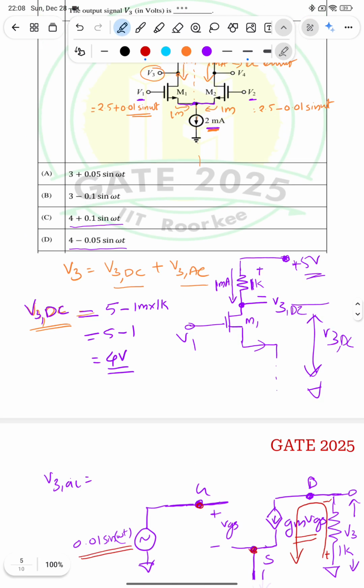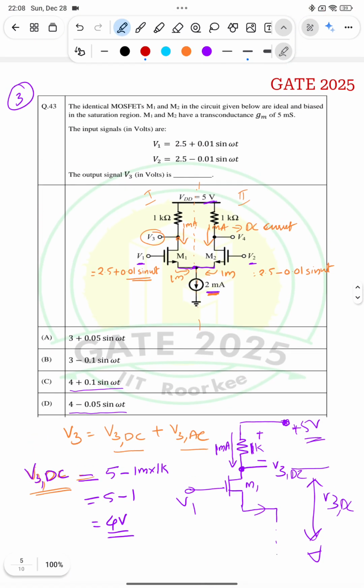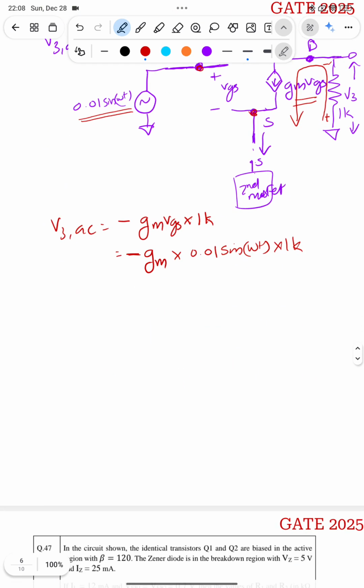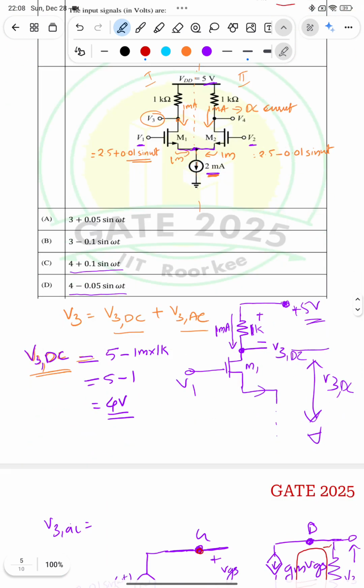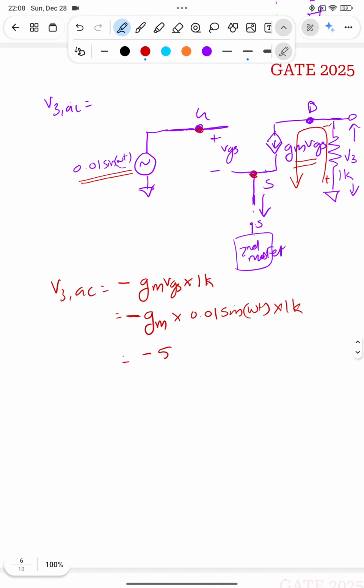Okay, so here what is gm? Given gm is 5 millisiemens, right? So this is equal to minus 5 millisiemens. So 5 milli into 0.01 sin omega t into 1K. So kilo and milli get cancelled off, and this will be equal to minus 0.05 sin omega t.